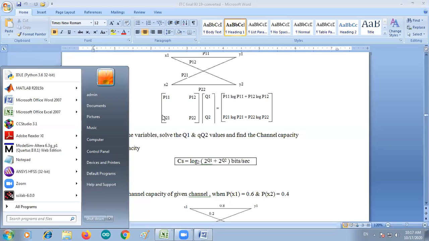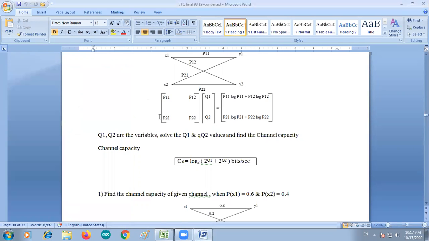So students, please note this formula. Arrange the matrix P11, P12, P21, P22, multiplied with Q1, Q2, that is equal to P11 log P11 plus P12 log P12, P21 log P21 plus P22 log P22. This is the formula to find the channel capacity in the alternative steps, where Q1 and Q2 are the variables. So solve for the Q1 and Q2 values and find the channel capacity.